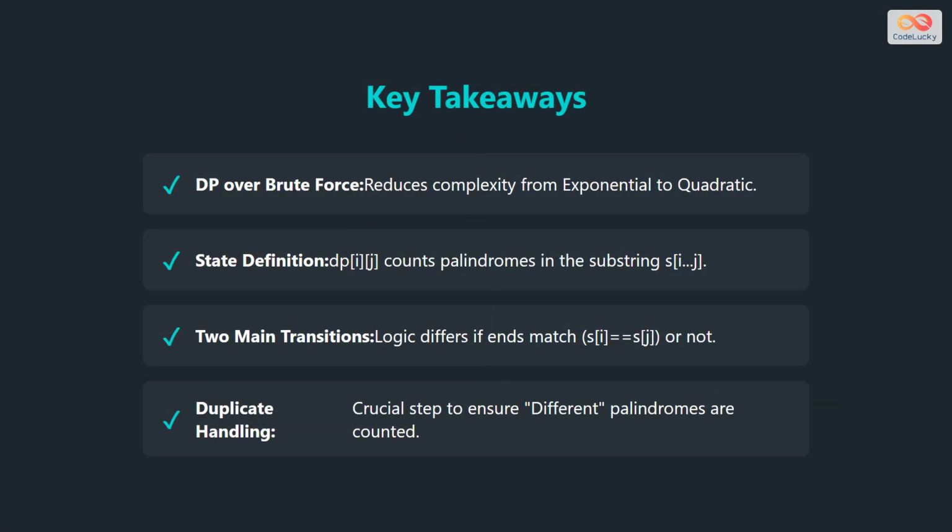To summarize, use dynamic programming to avoid exponential complexity. Define your state clearly based on start and end indices. Handle the cases where ends match versus when they don't, and pay special attention to subtracting duplicates to ensure uniqueness.